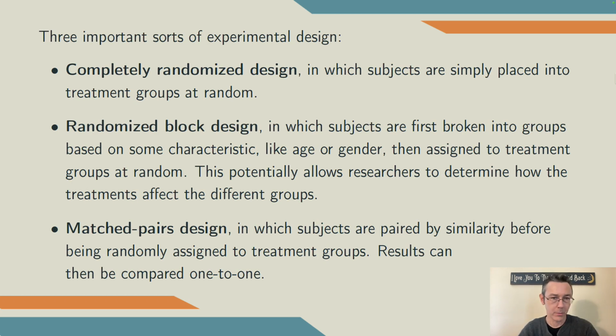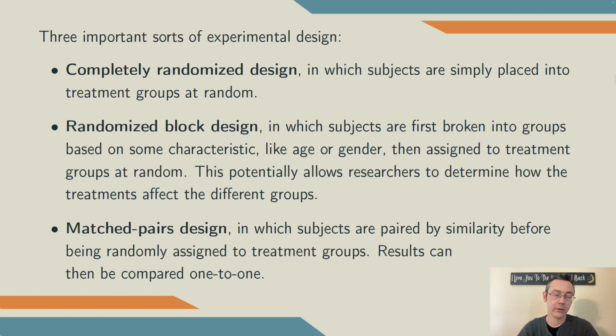Three more important bits of terminology to know about experimental design. First of all, completely randomized design is a design in which subjects are simply placed into treatment groups at random. In contrast is randomized block design, in which subjects are first broken down into groups based on some characteristic, like age or gender, and then assigned to treatment groups at random. So we have a placebo group for men and women, and we have a treatment group for men and women for that experimental medication or treatment. This potentially allows researchers to determine how the treatment is affecting different groups differently.